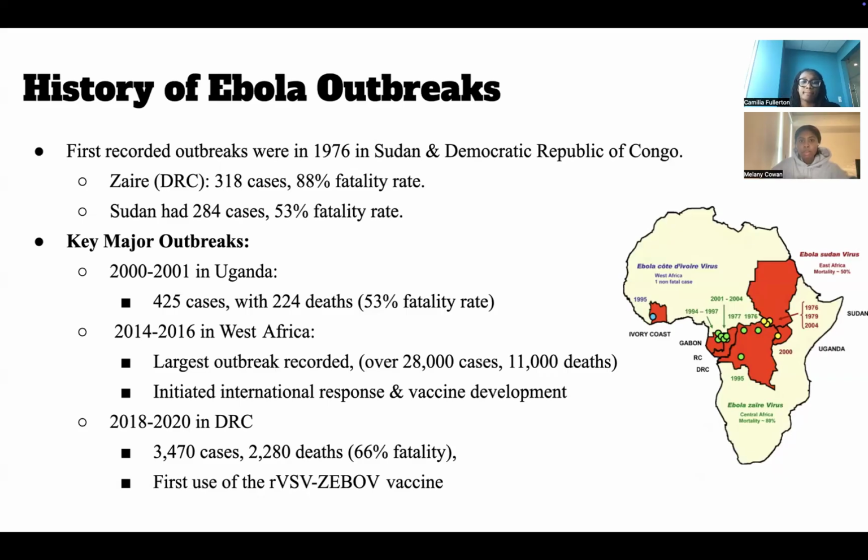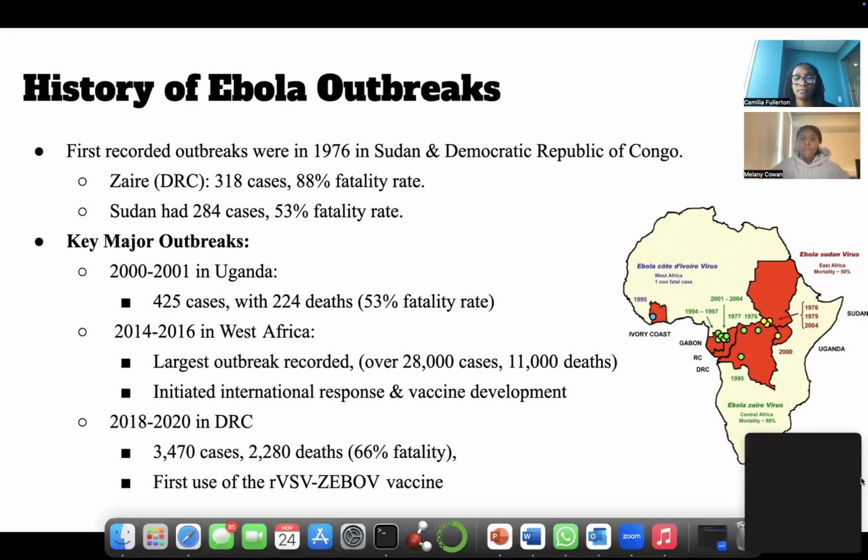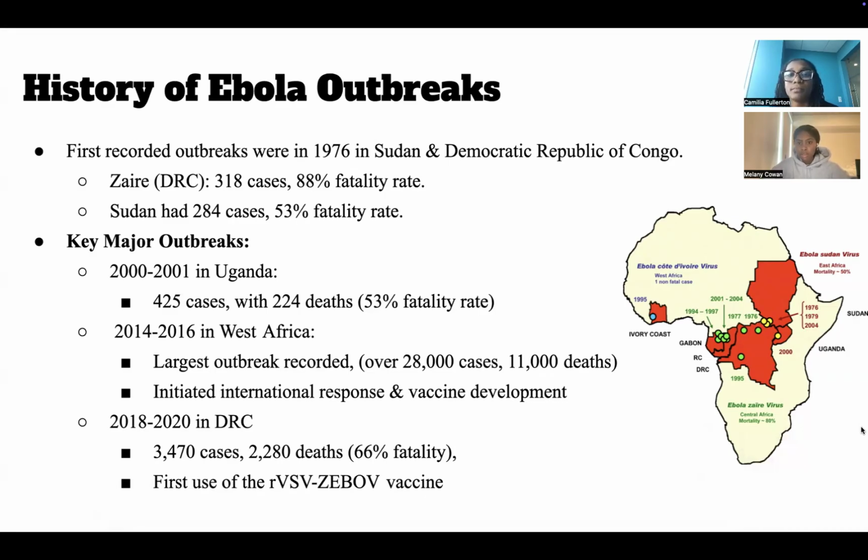Key outbreaks: from 2000 to 2001 in Uganda, 425 cases with 224 deaths, 52% fatality rate. 2014 to 2016 in West Africa, the largest outbreak on record, over 20,000 cases and 11,000 deaths. It initiated international response and vaccine development. In 2018 to 2020 in DRC, 3,470 cases and 2,280 deaths, 66% fatality. First use of the rVSV-ZEBOV vaccine.